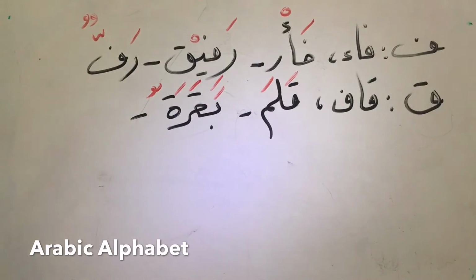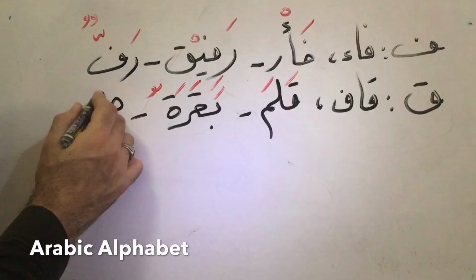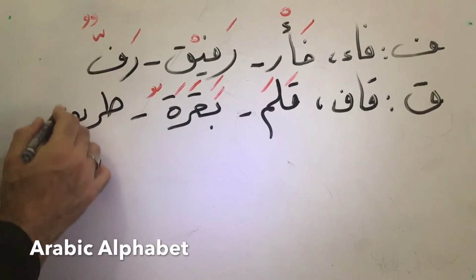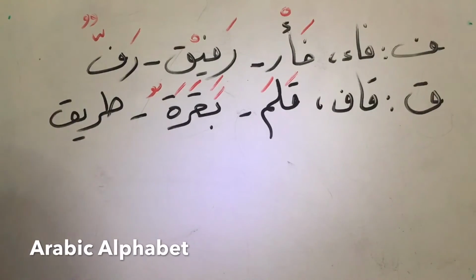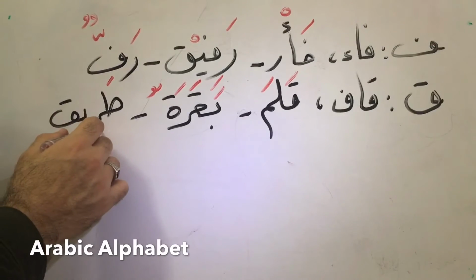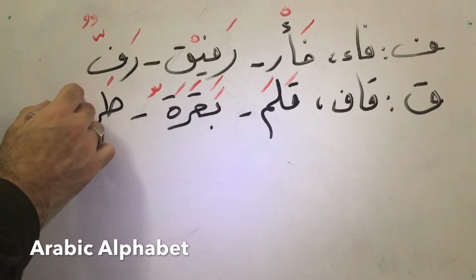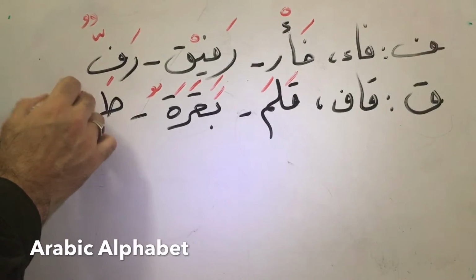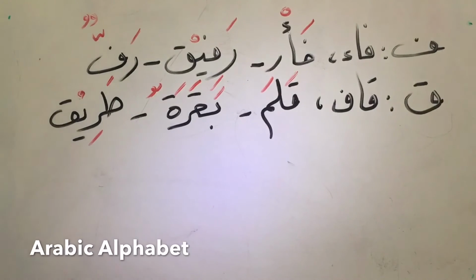At the end of the word, we can say طريق. طاء فتحة, راء كسرة, ياء سكون. طريق. طريق means road.